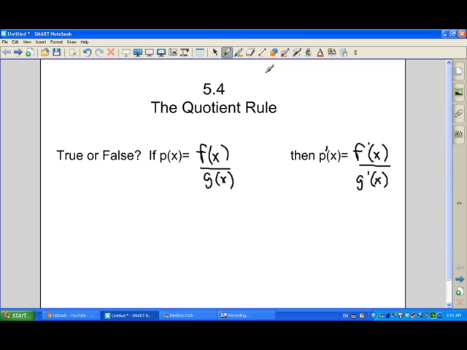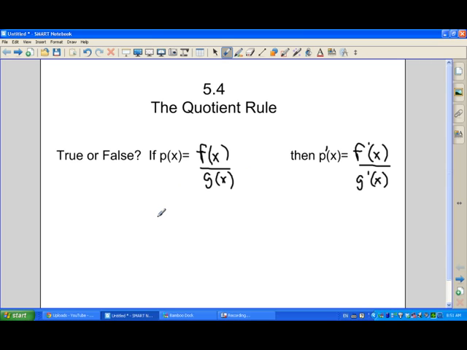Hello everyone, welcome to lesson 5.4 on another rule for finding derivatives called the quotient rule. We'll start this lesson the same way we started the last lesson on the product rule, answering a question, true or false. If I have a function, p of x, that's equal to f of x divided by g of x, then the derivative of that function, p prime of x, is equal to f prime of x divided by g prime of x. We want to test and see if this is true.